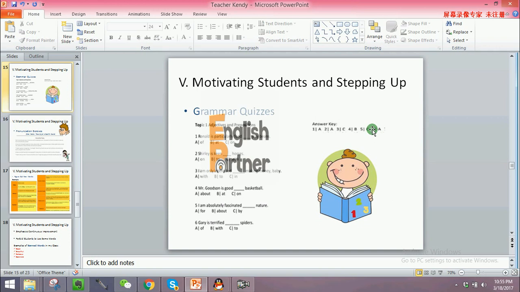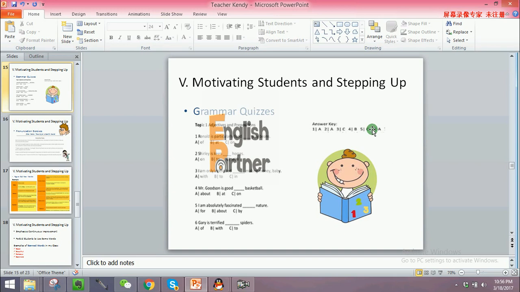I suggest that they actually keep photos of the questions and answers of these quizzes as their guide later on in case they might forget how to properly use the words in their sentences.